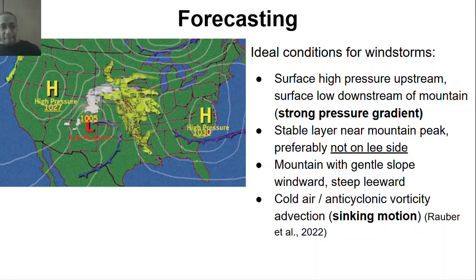And so the bigger the difference is, the greater that strong pressure gradient you can have to help bring you those strong winds. Next, you also want to see if you have a stable layer near the mountain peak, but preferably you don't want it on the leeward side of the mountain, to prevent that wind from moving downward or gaining strength upon descending.